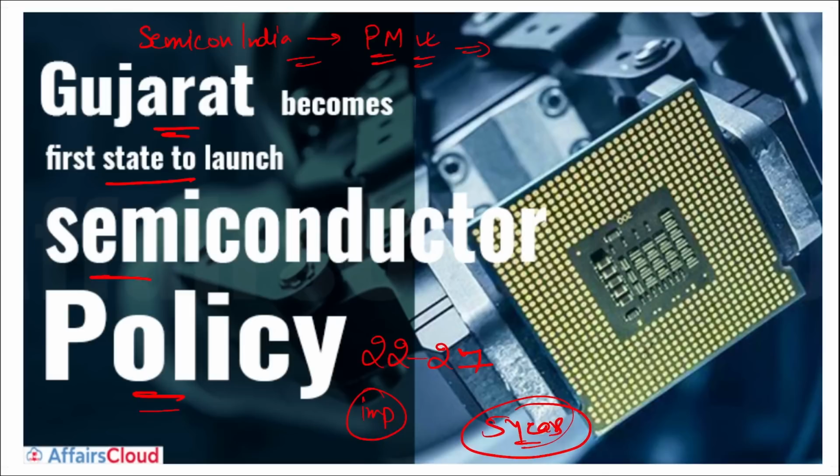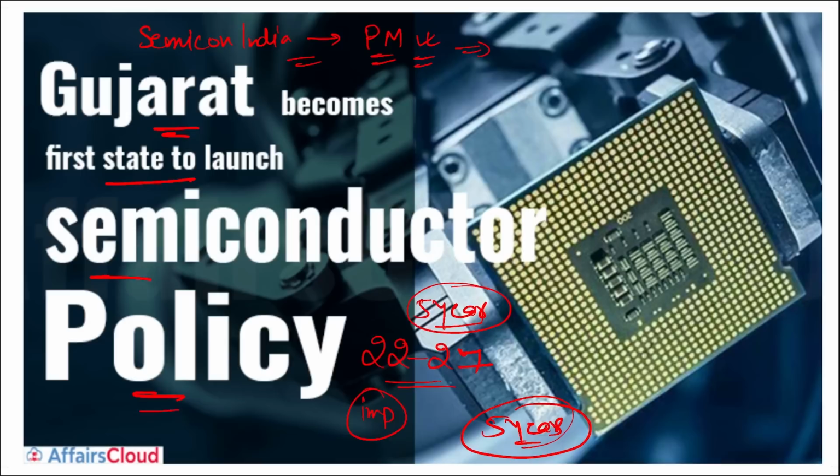I repeat, a question will be asked to you about which is the first state to launch a semiconductor policy for 2022 to 2027, that is for 5 years. It is your Gujarat, and under this policy, more than 2 lakh jobs will be newly generated within a period of 5 years.